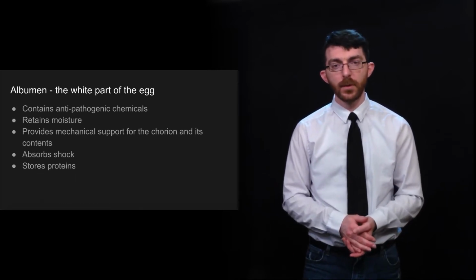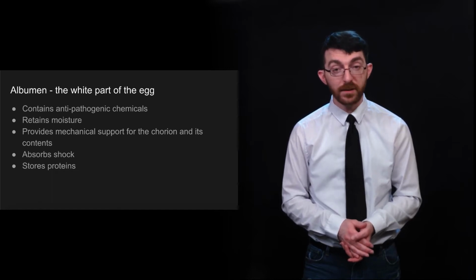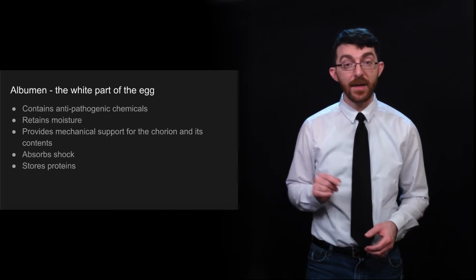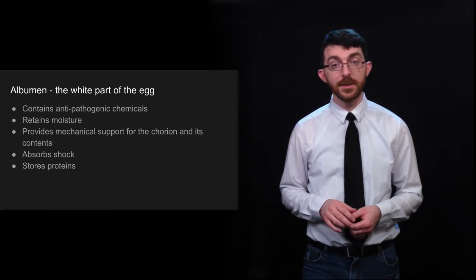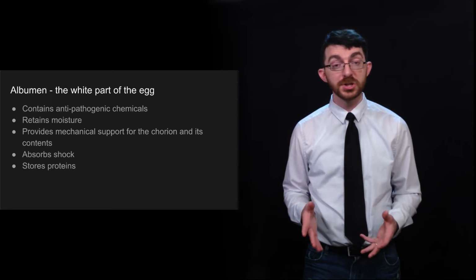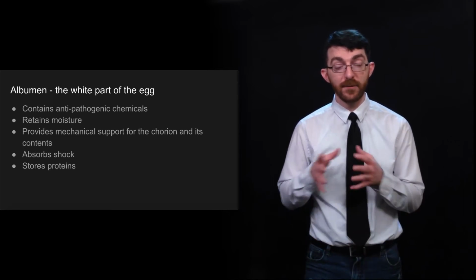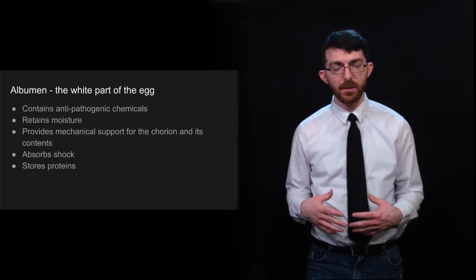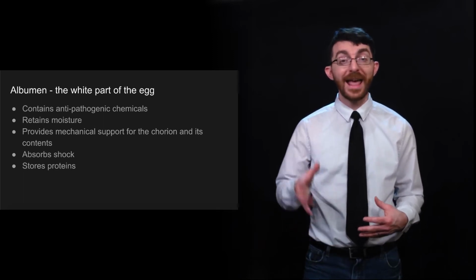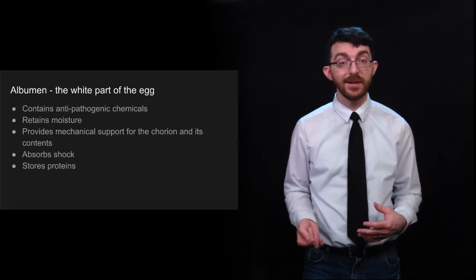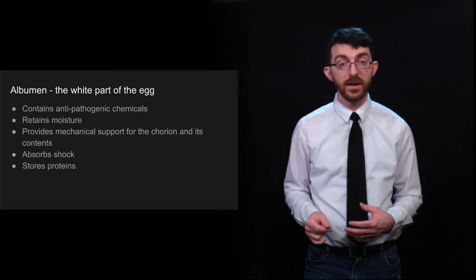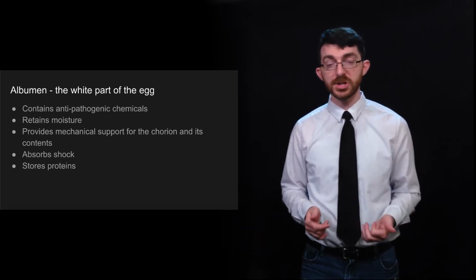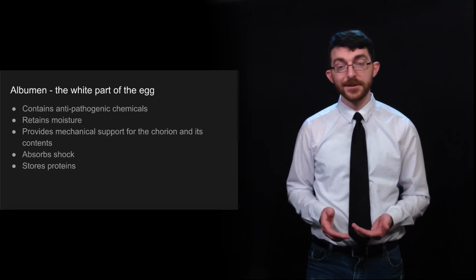Okay. So the albumin is the white part of the egg, the part that we usually call the egg whites. This contains anti-pathogenic materials, so it's a little antibacterial in there. It retains moisture, of course, keeping the environment of the egg to make sure it has enough water to sustain the growth of the embryo. It provides mechanical support for the chorion, and its contents absorb shock and store proteins. Very, very useful, keeping it moist, keeping it full of nutrition, and keeping it from shattering.